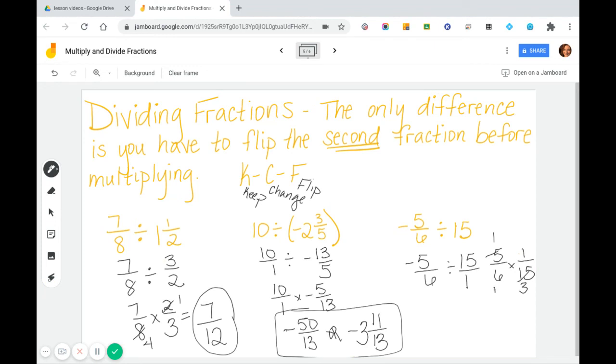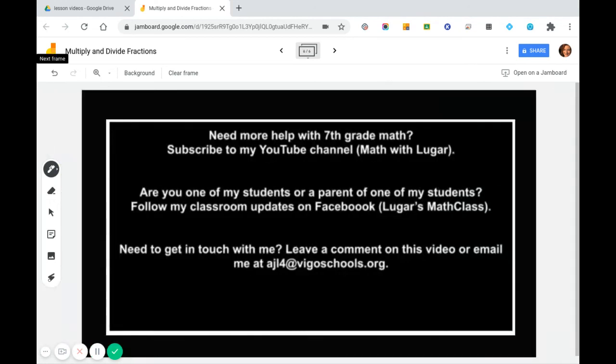Across the top, you get 1. Across the bottom, you get 18. 1/18 for my answer. That is the end of this lesson, and that is actually the end of this unit for my classes.